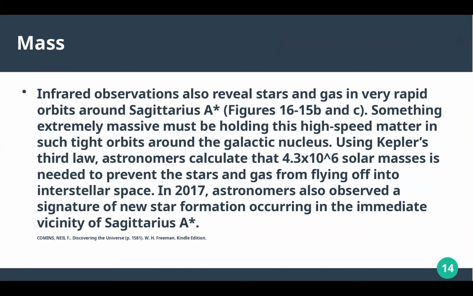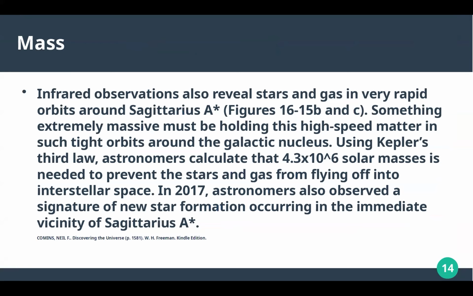Infrared observations also reveal that stars and gas in very rapid orbits around Sagittarius A. Something extremely massive must be holding this high-speed matter in such tight orbits around the galactic nucleus. Using Kepler's third law, astronomers calculate that 4.3 times 10 to the 6 solar masses is needed to prevent the stars and gas from flying off into interstellar space.